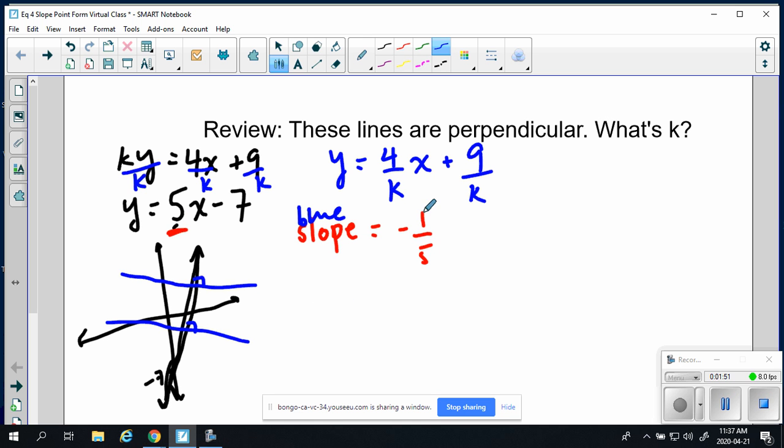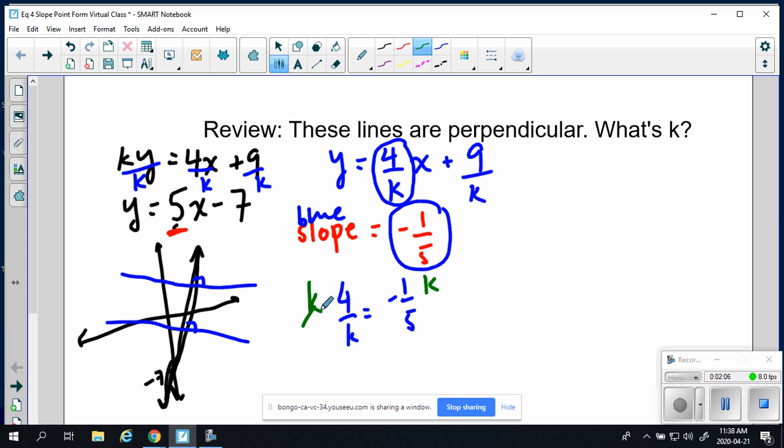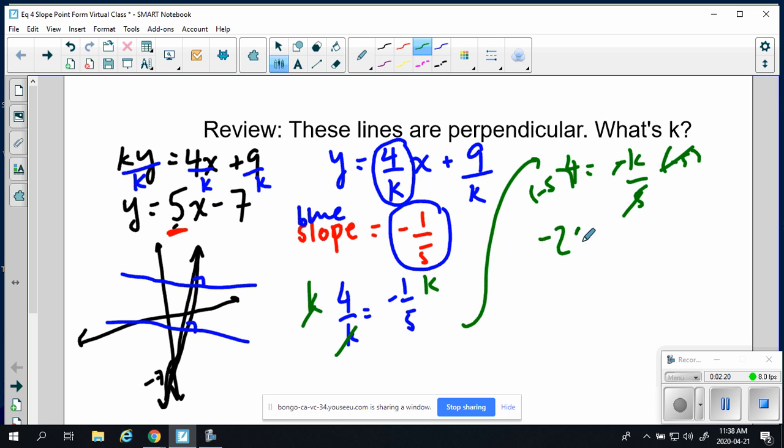Once you know the blue slope, you can take this slope and set it equal to this slope. So 4 over k is equal to negative 1/5. Then you need to know how to solve for k. k is in the bottom. We don't like that. So we're going to multiply both sides by k. 4 is equal to negative k over 5. I will multiply both sides by negative 5. So that will kill the 5 and the negative. And we have negative 20 is equal to k.